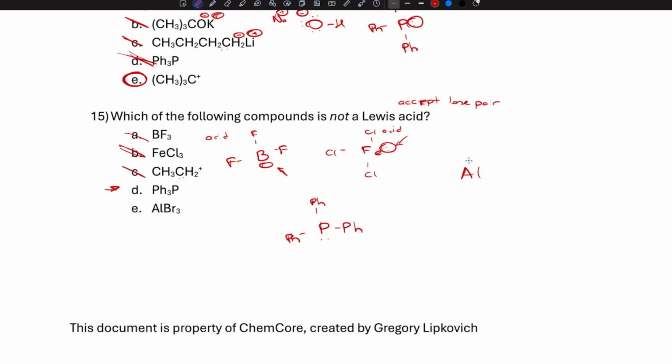But let's make sure with AlBr3. Again, this is also kind of a metal. Aluminum can just grab an extra electron. It's no big deal for it. It's a metal. And so our answer is D.